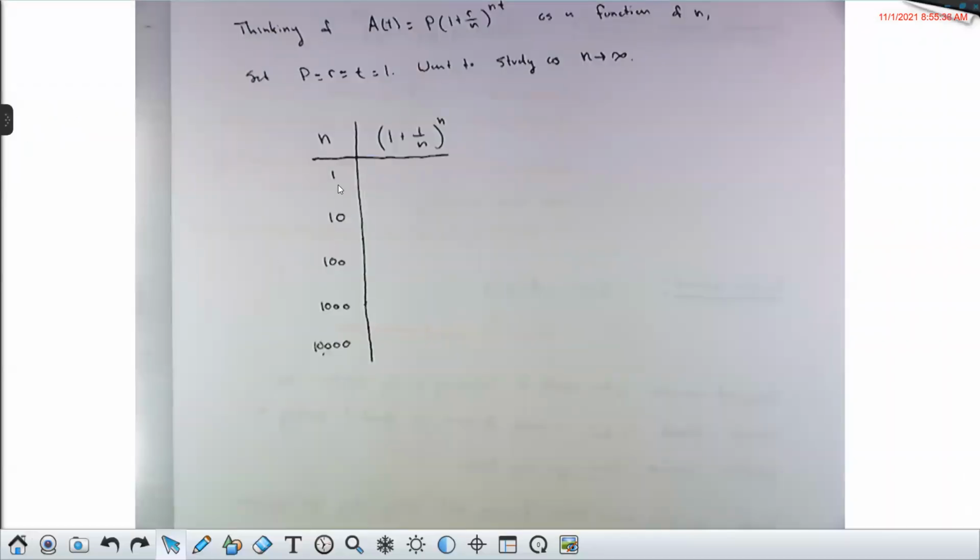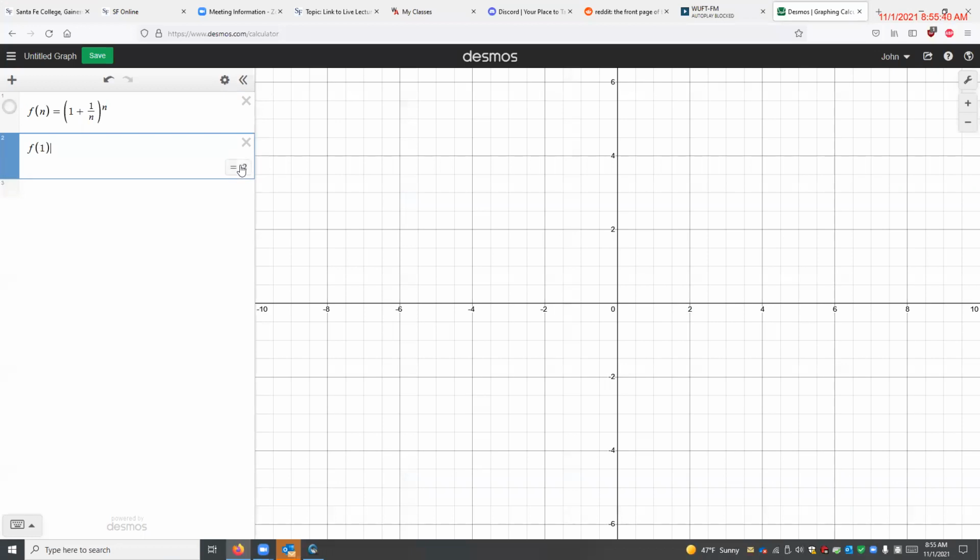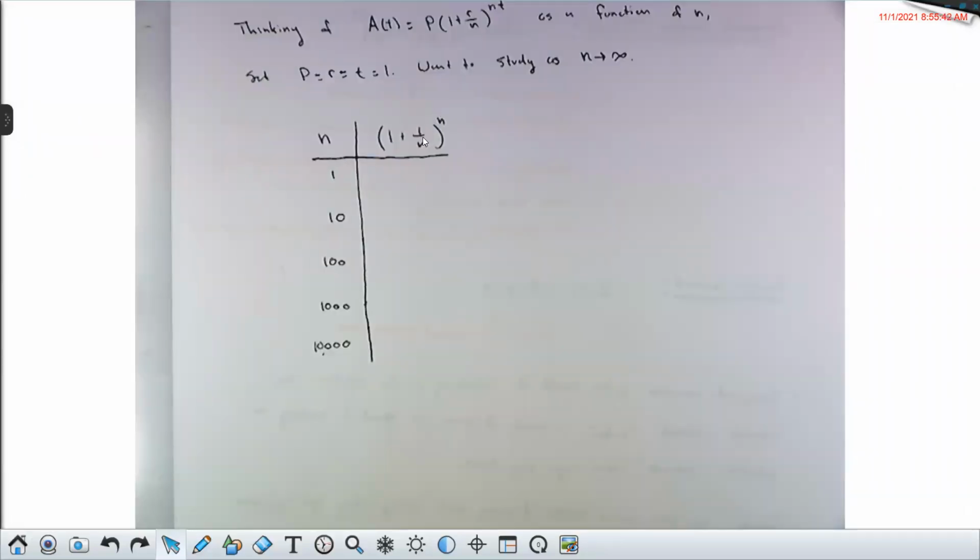So if you plug 1 in here, what do you get? Well, you get 1 plus 1 over 1, all raised to the 1 power, right? There's an n out here in the power. There's also a 1 over n inside the base. It's a weird function. I want to point that out also, right? This is not a polynomial. This is not a rational function. It's not an algebraic function of any sort.